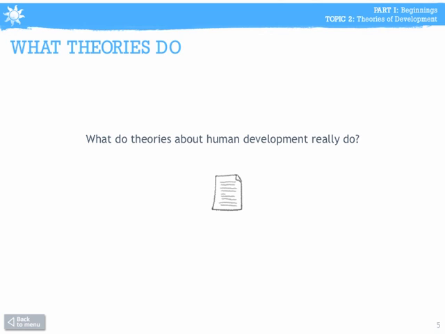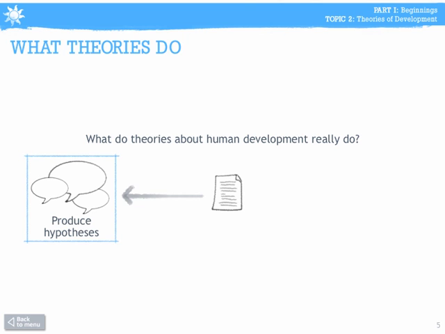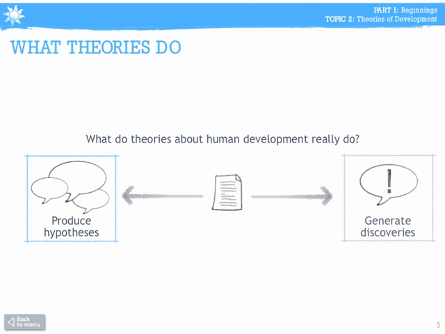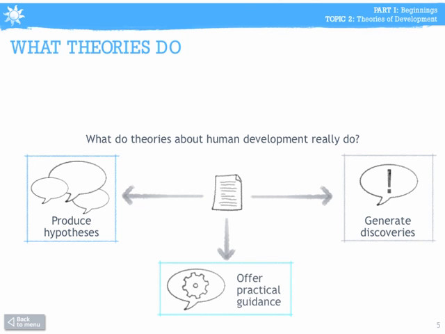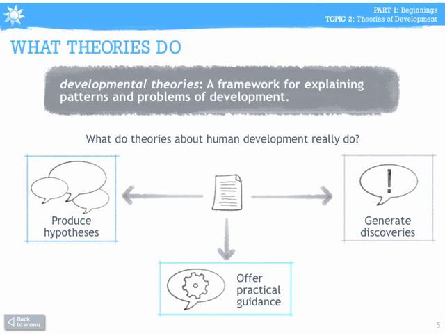So what do theories do? A developmental theory is based on a group of ideas, assumptions, and generalizations that interpret and illuminate the thousands of observations that have been made about human growth. Some theories produce hypotheses, some generate discoveries, and some offer practical guidance. Remember not to confuse theories with facts. Theories organize observations in a coherent story. More importantly, remember not to confuse the word theory with the colloquial use of the word meaning guess. A developmental theory is basically a framework for explaining patterns and problems of development.